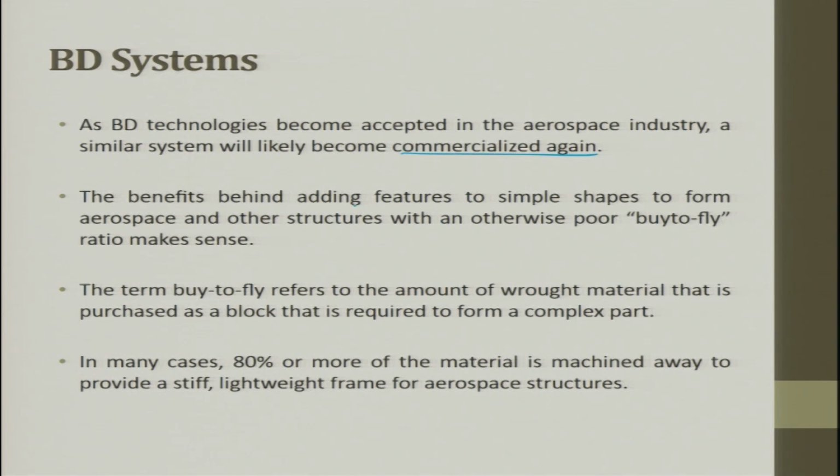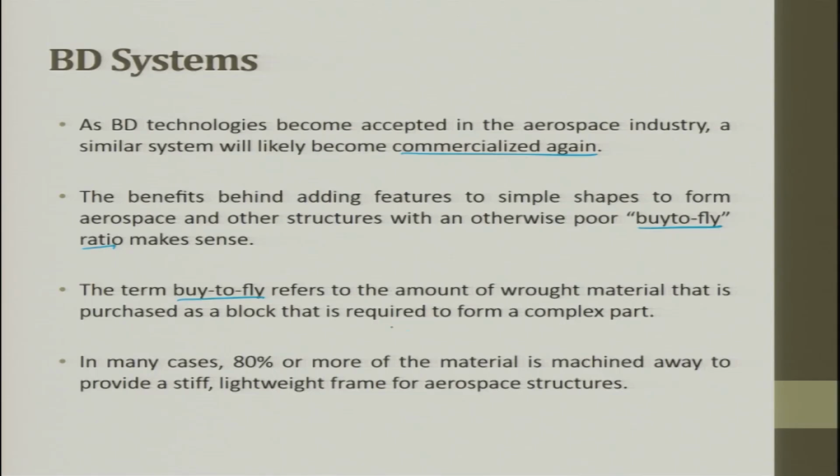The benefit behind adding features to simple shapes to form aerospace and other structures, with an otherwise poor buy to fly ratio, makes sense. So, now what is happening? Very complex geometry can be easily made using this LENS process, or this beam delivery process, direct metal. So, now you can see GE or Airbus claiming they have reduced the weight of the machine by 30%. They have ramped up their production rate by 30% because of these rapid manufacturing machines coming into existence.